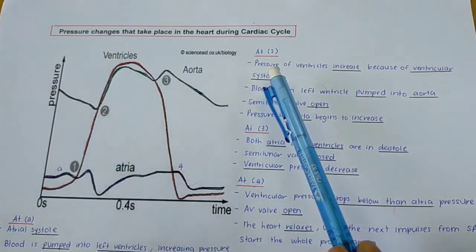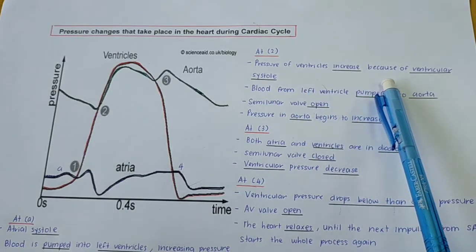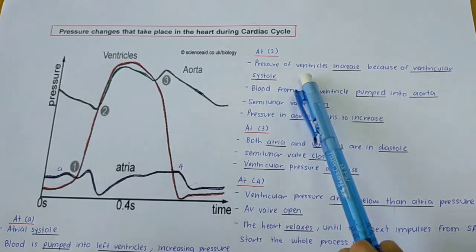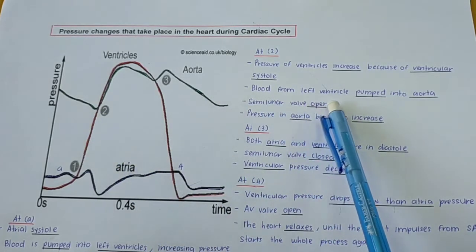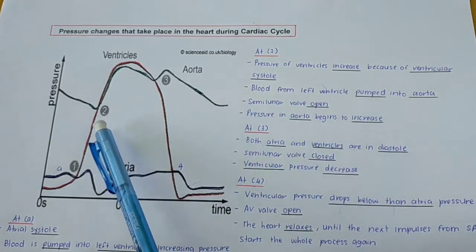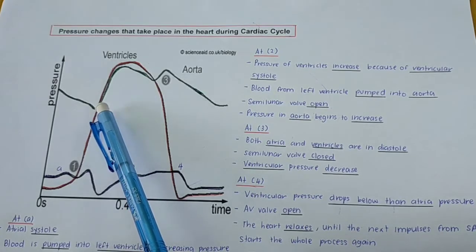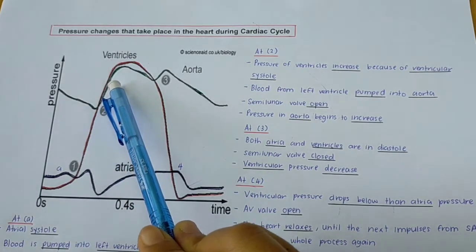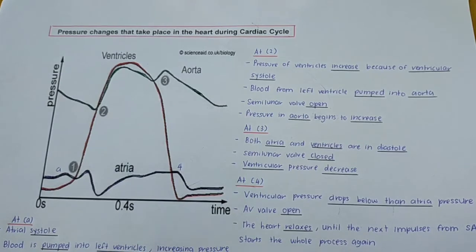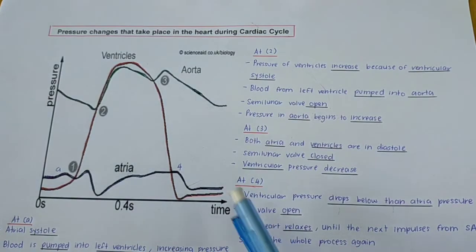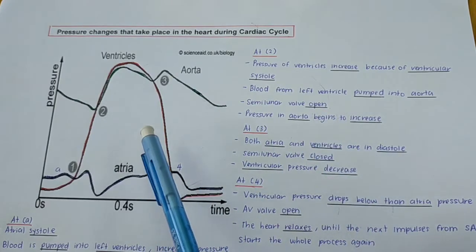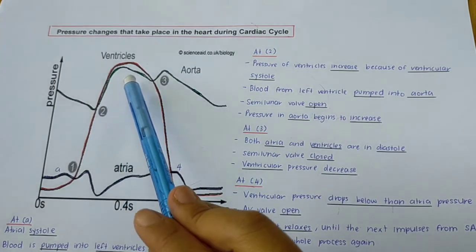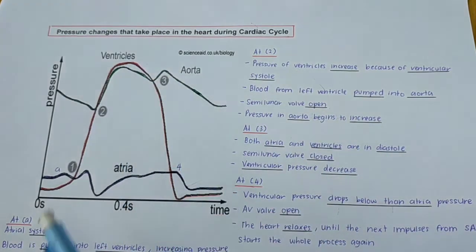2 is here. The pressure of ventricle increases because of ventricular systole. Ventricular systole means the ventricle contracts, so blood from the left ventricle will pump into the aorta. Once the left ventricle contracts, what happens to the semilunar valve? The semilunar valve opens, and then the pressure of aorta begins to increase.